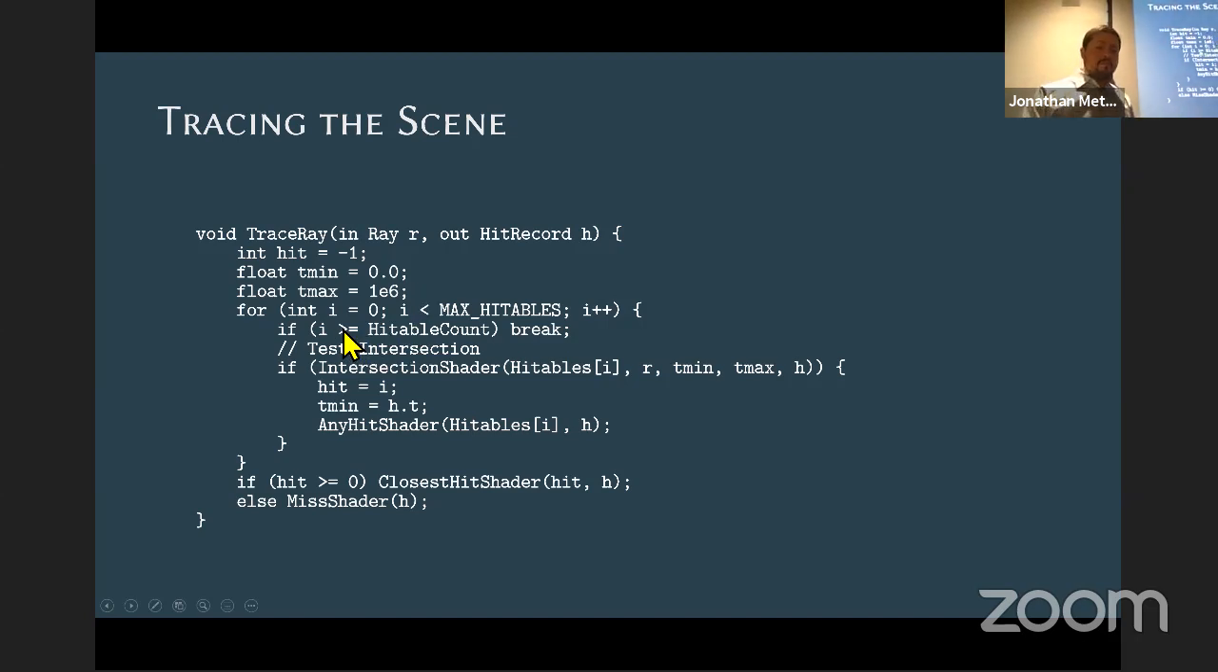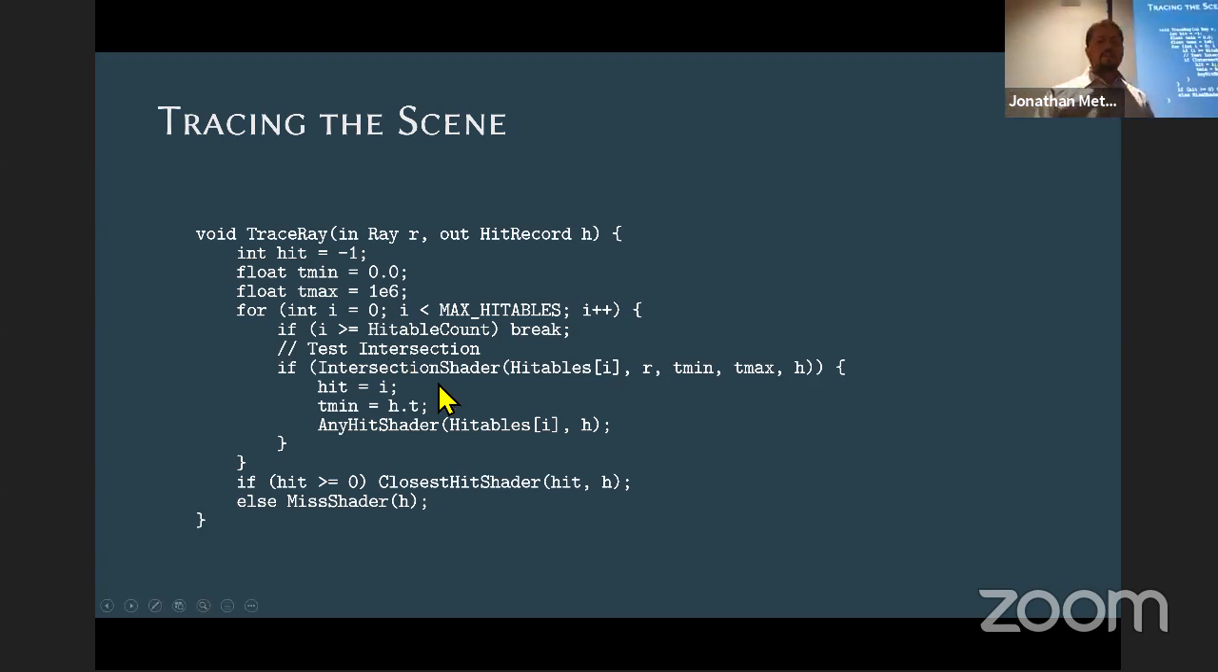And this is another case of, okay, if i is greater than or equal to hittable count, then break. So it has to know how many times this for loop is going to loop, so we have to put a constant here. I would like to say just i equals 0, i is less than hittable count, but I can't do that. I have to give it a constant, and then I stop when I hit my limit.